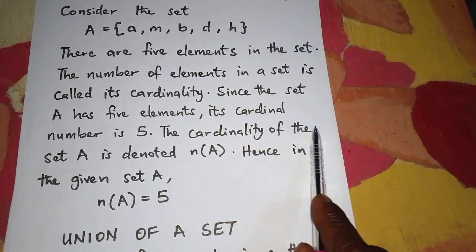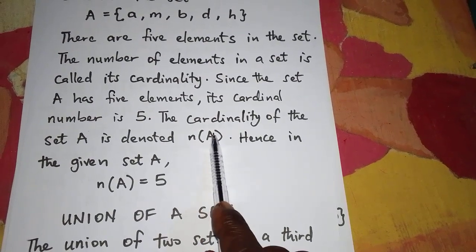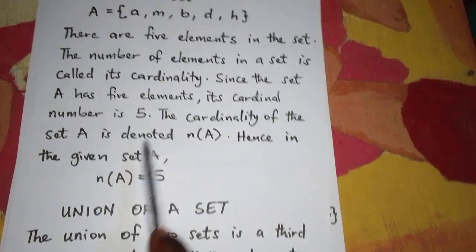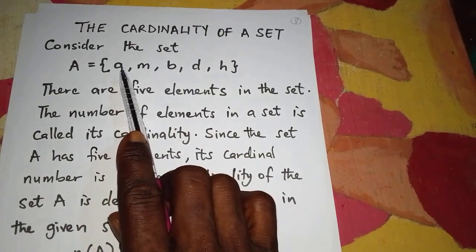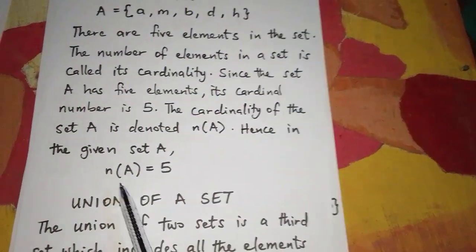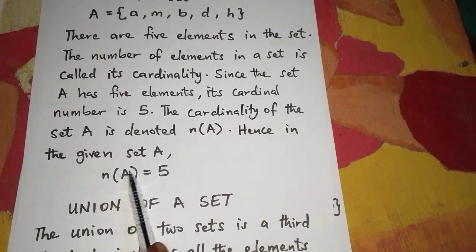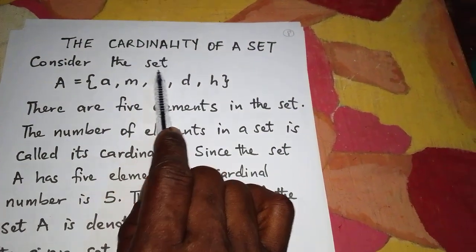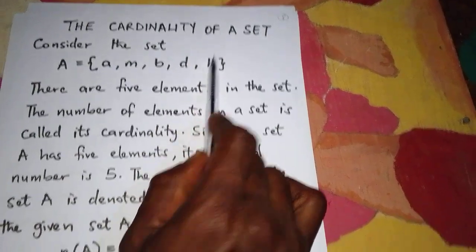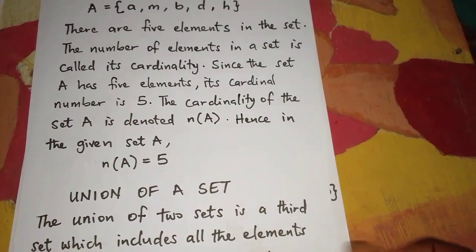The cardinality of the set is denoted by writing the number of elements in A. So the cardinality of this set will be what? That will be 5. That means the number of elements in set A is equal to 5, because we have 1, 2, 3, 4, 5 elements.